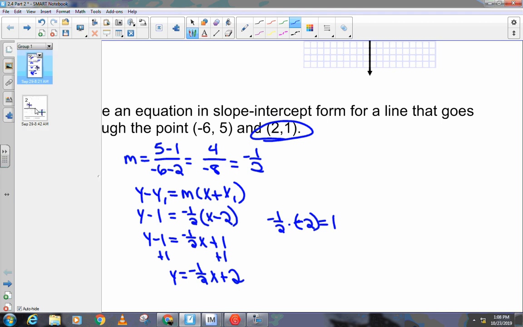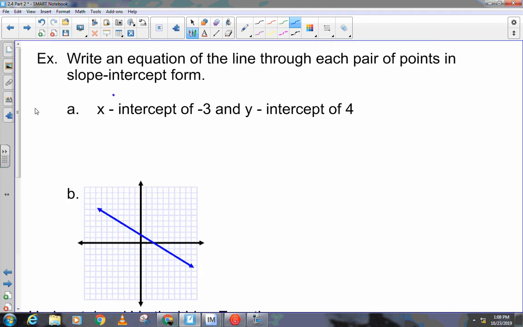Now, there are always some special scenarios. They're going to give you different things sometimes. Not every problem is a cookie-cutter problem. This one wants us to write the equation of a line through each pair of points in slope-intercept form. So it's basically the same thing, except what they're giving us here is the intercepts. We talked about what a y-intercept was. That's where it crosses the y-axis. What's an x-intercept? Where it crosses the x-axis. So if it has an x-intercept of negative 3, what's the ordered pair for that point, which is right here?